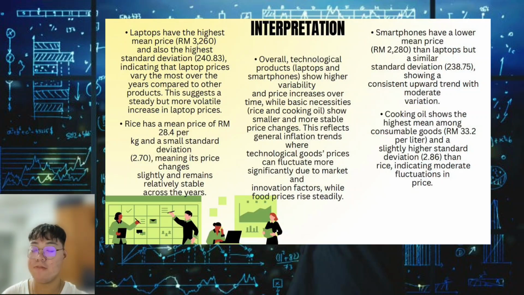All right, we're going to move to the third product, which is rice. So on the left lower side, rice has a mean price of 28.4, which is 28 ringgit 40 cent per kilogram, and a small standard deviation of 2.70, meaning its price changes slightly and remains relatively stable across the years. As you can see here, since rice is a consumable good, its price won't change too high.